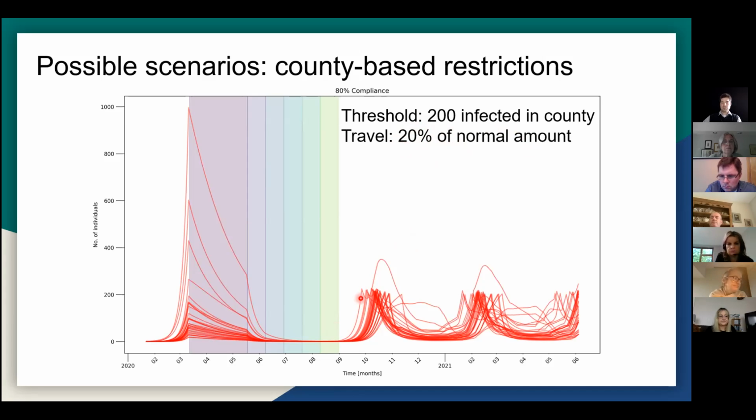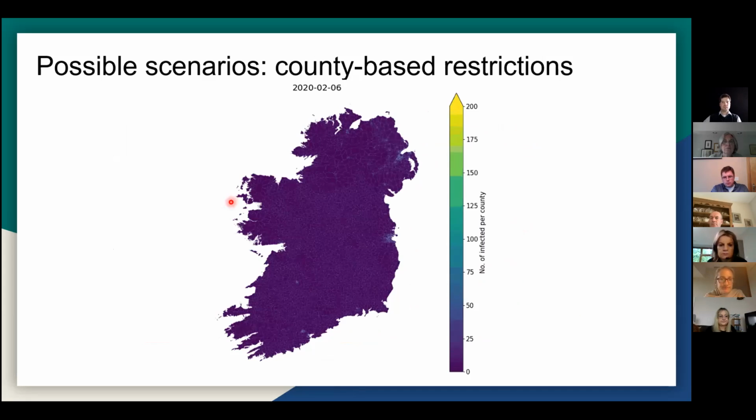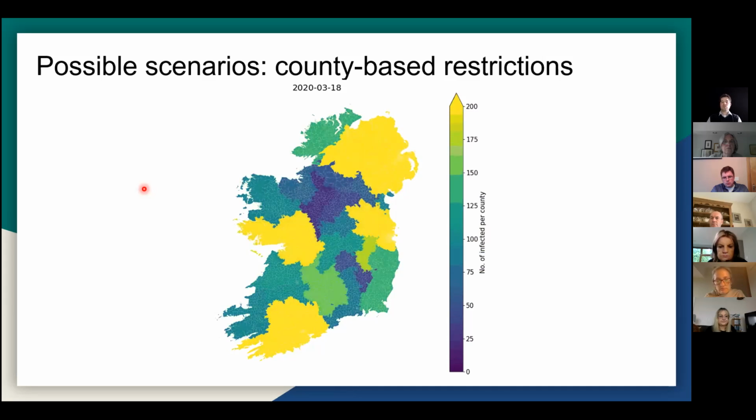See that Dublin goes up, and then there's the introduction of the lockdown. So it goes down, but because there is this residue of travel, it doesn't go down to zero, it even increases further. And that's just for 200 cases, so it's not going to get down. The peaks will be quite high still, and that's for 200 infected in the county. Is this a realistic scenario? Let's see. You can put this also on the map and then see how the different counties flare up.